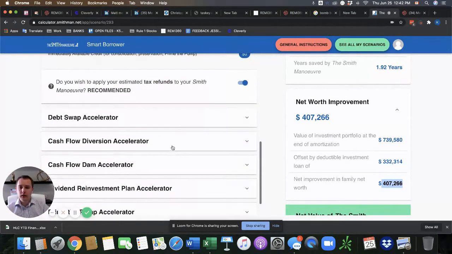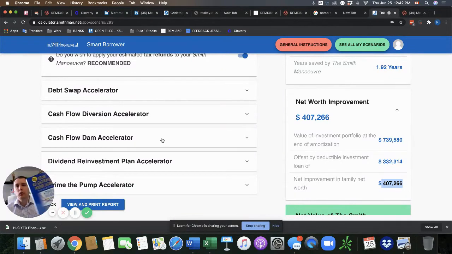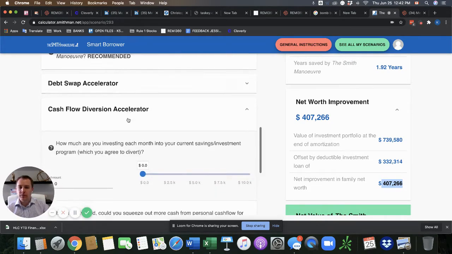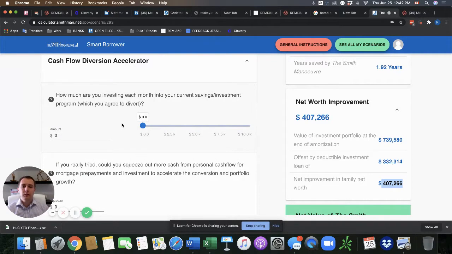And if you use other accelerators, and you can learn more about them in this book, there's the debt swap accelerator, there's the cash flow diversion accelerator, the cash flow dam when you have rental properties or a business, the prime PUP, and the dividend reinvestment plan. But let's use only one of these accelerators. Let's say you currently have an investment strategy or savings program where you contribute $100 every month. Instead of contributing $100 directly to your investment or savings account, you can prepay your mortgage, which is bad debt, first. Then the next day you'll be able to use this $100 and reinvest for the future.